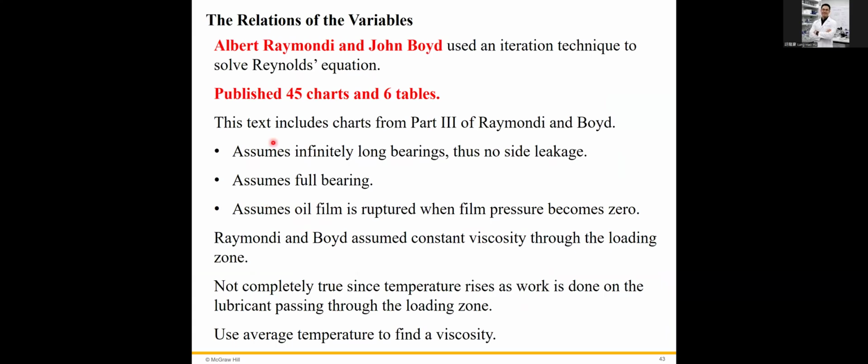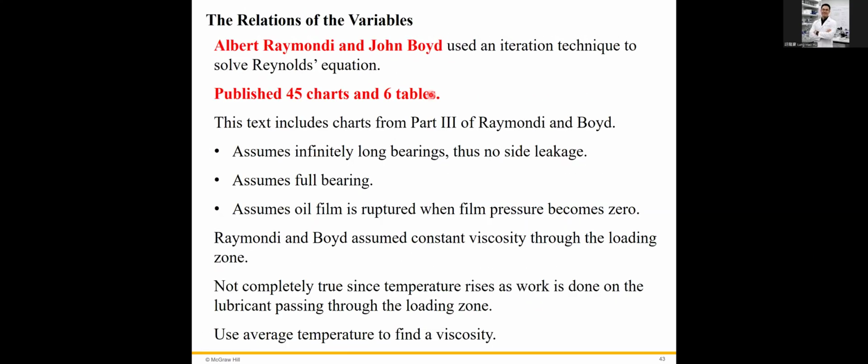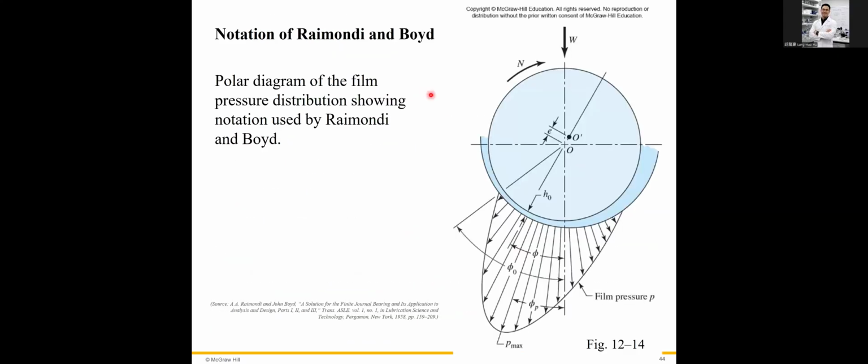Albert Raimondi and John Boyd used an iteration technique to solve the Reynolds equation and published 45 charts and tables. This text includes charts from parts of the Raimondi and Boyd work. So these two used the iteration technique to solve the Reynolds equation and make the tables and charts. I will introduce the tables and charts later.